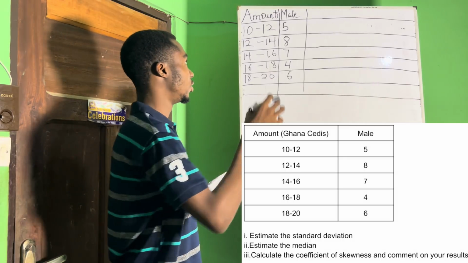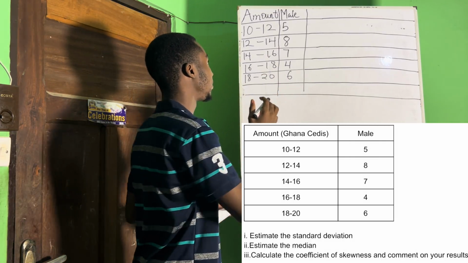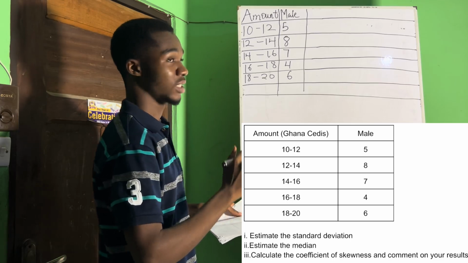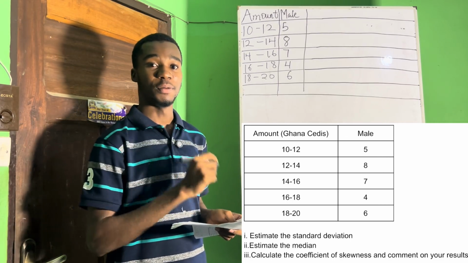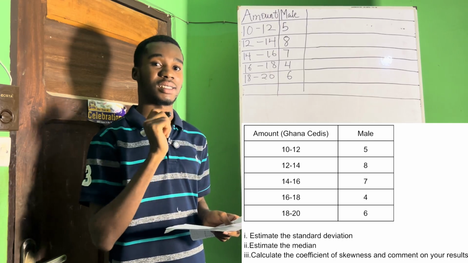So you just draw the table again, just like I've done. Then you find the midpoint. Now the midpoint is the same as x. I repeat, the midpoint is the same as x.